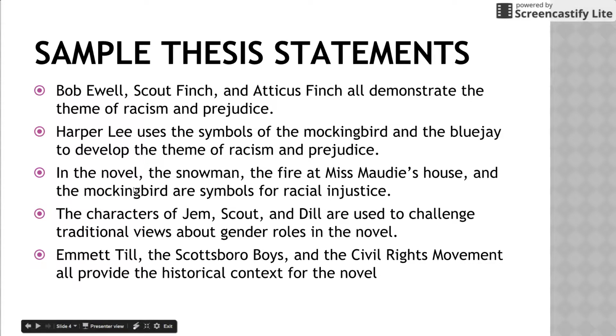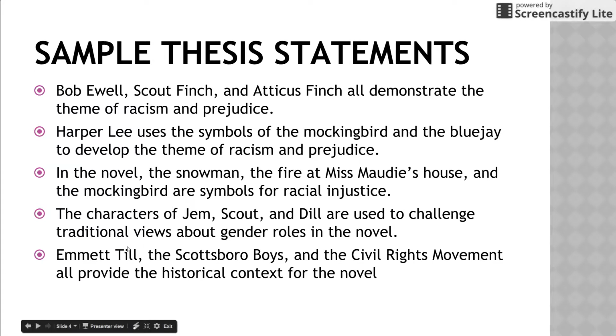If you're thinking you want to write about gender roles, and I saw only a few people who were interested in that, what you want to do again is talk about this concept of gender roles. So we've got our concept right here, and this abides by a rule of 3s. We know we're going to talk about Jem, Scout, and Dill, and each of those characters will become its own paragraph. Lastly, if you wanted to write about the historical context for the novel, I would choose 3 different historical events, and each of those can become a different paragraph.